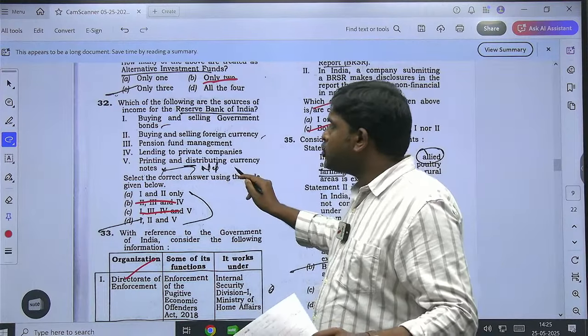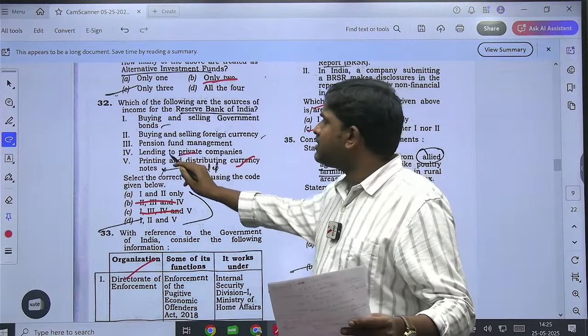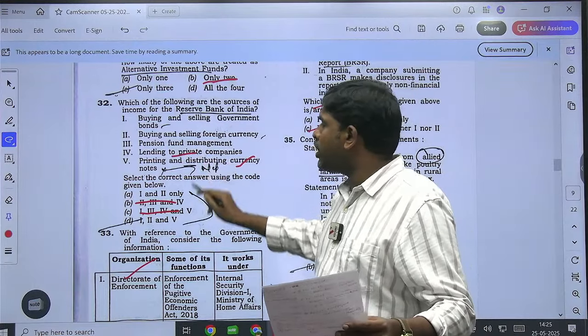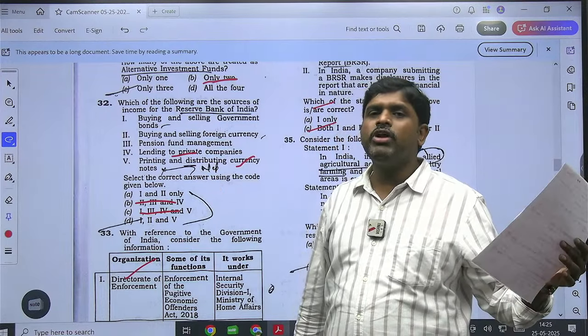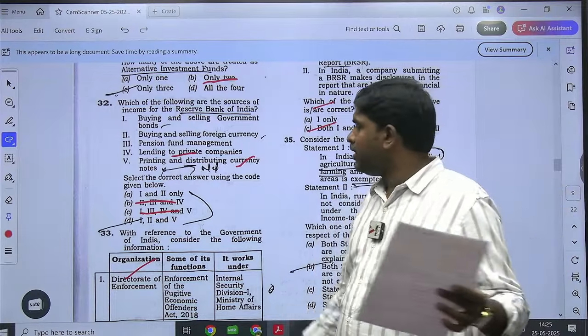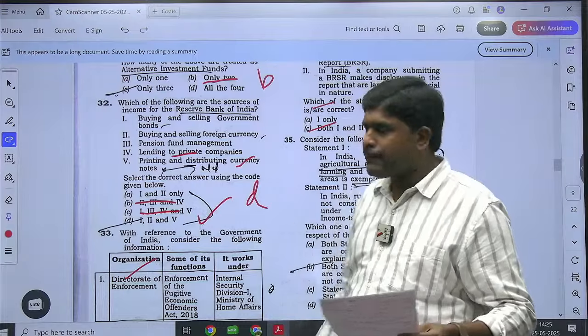So printing and distribution of currency notes is a duty of RBI. Lending to private companies is never it is. Pension fund management is also never. Pension fund management will be done by whom? PFRDA, Pension Fund Regulatory Development Authority, PFRDA. So answer is D. This is exact answer is D. This is exact answer is B.